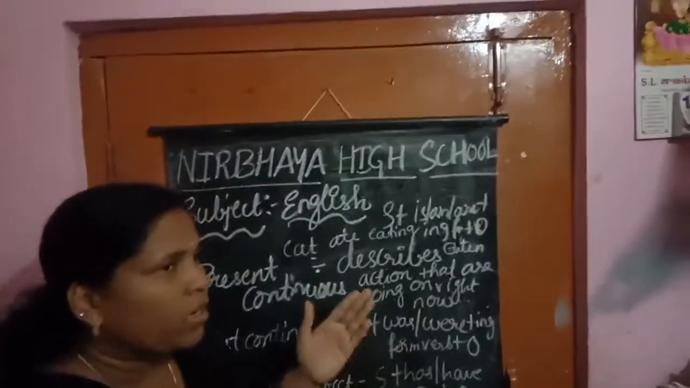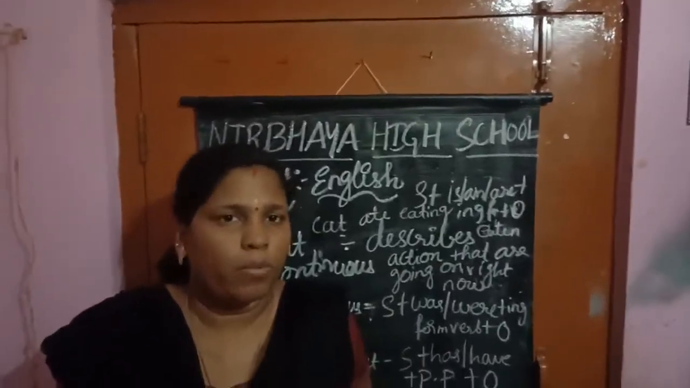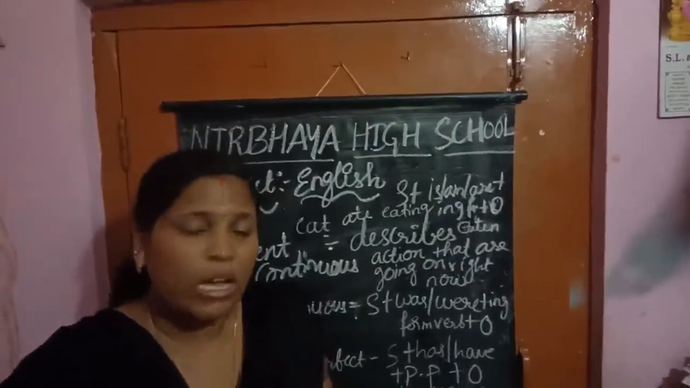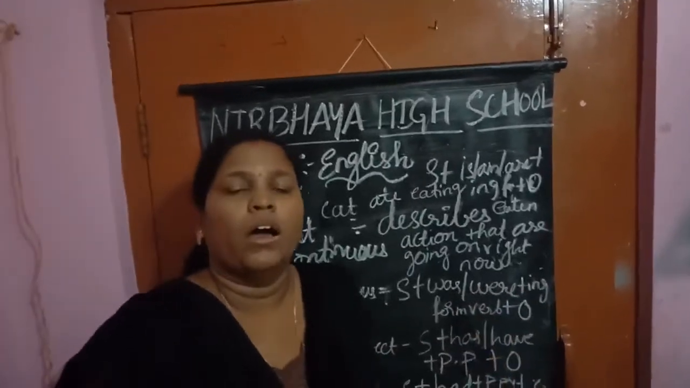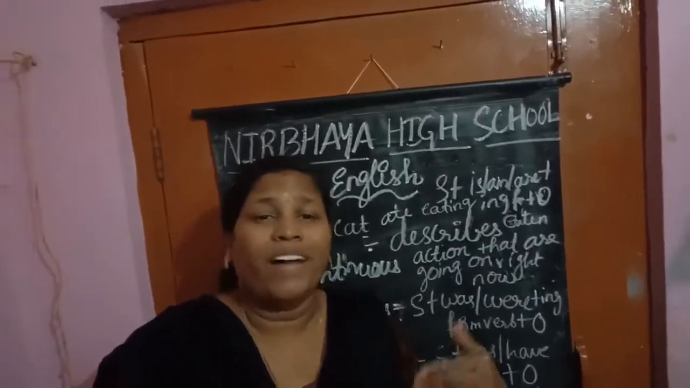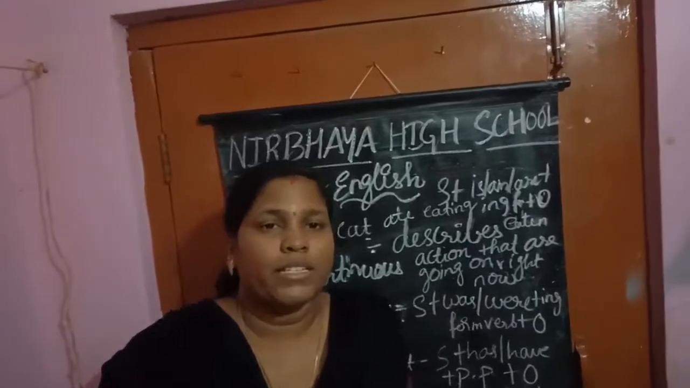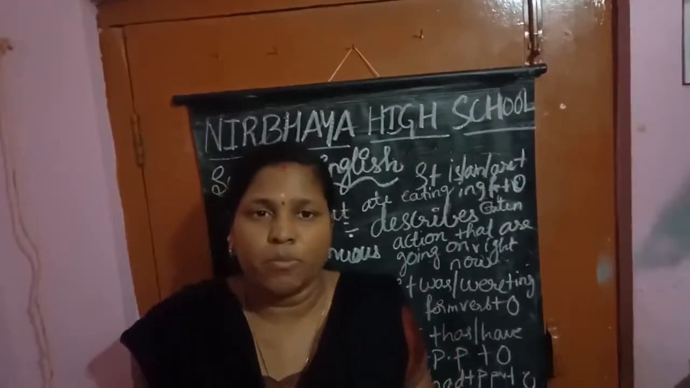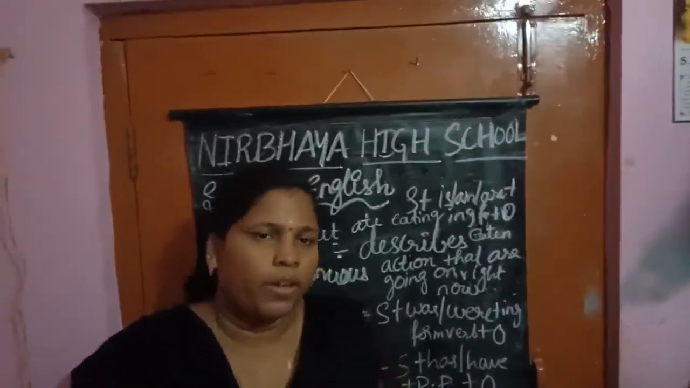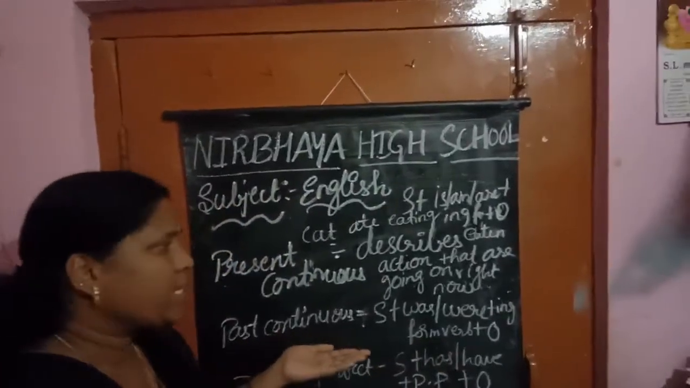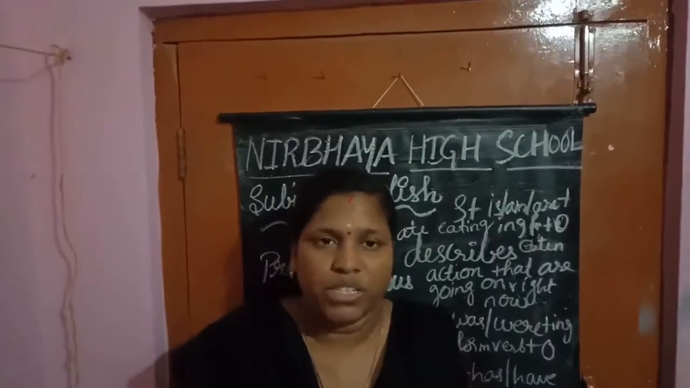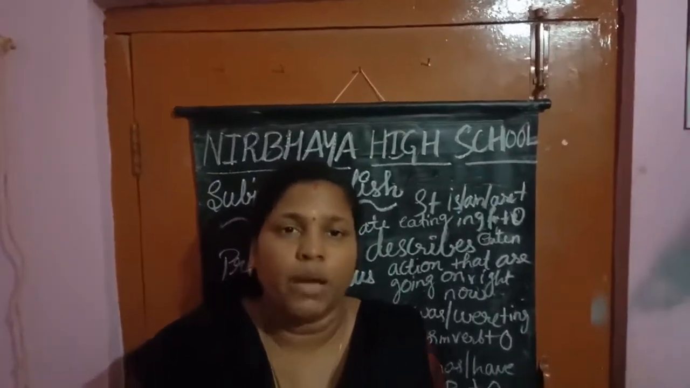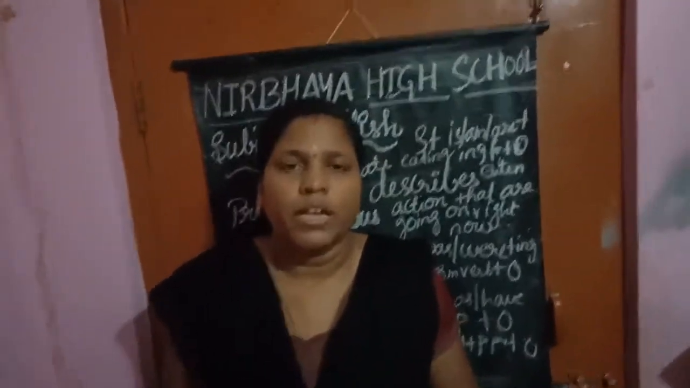Here, say, Ramu was eating poha. What were they doing at this time? Ramu was eating poha at this time. Okay, children. What is the past continuous? It describes the action which was done, which is finished, but at that time it was in progress.